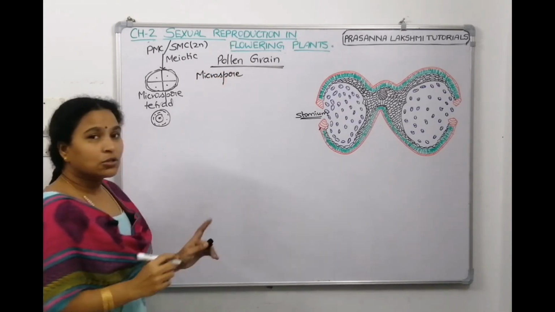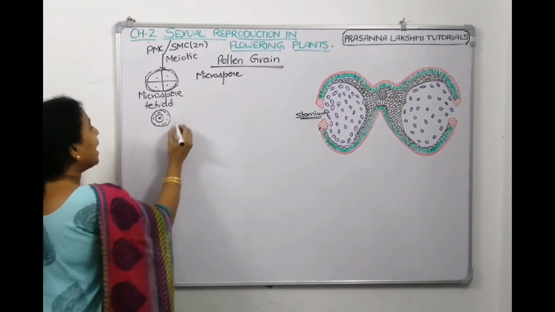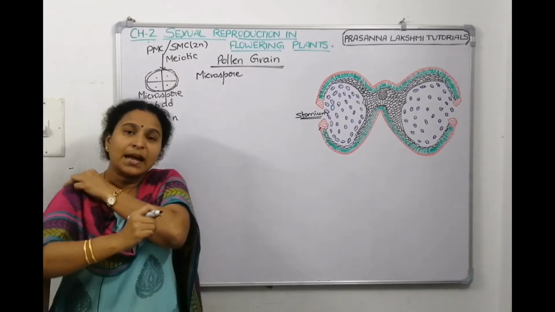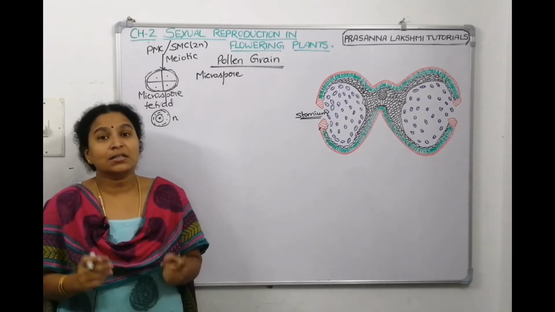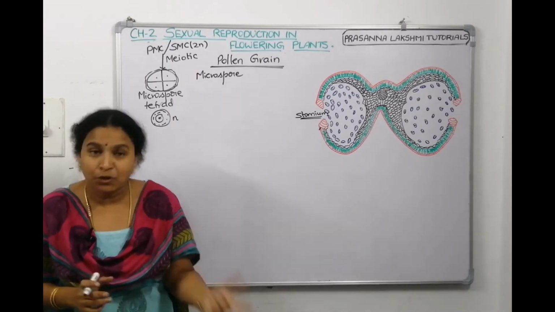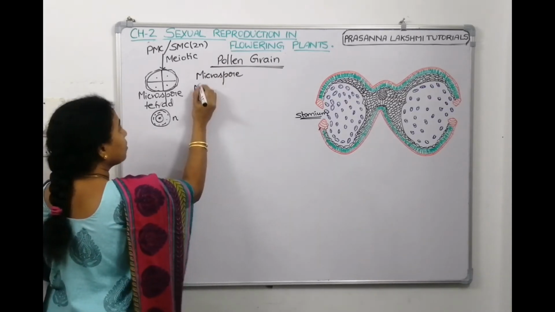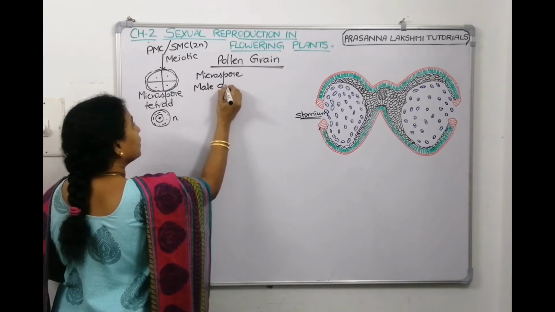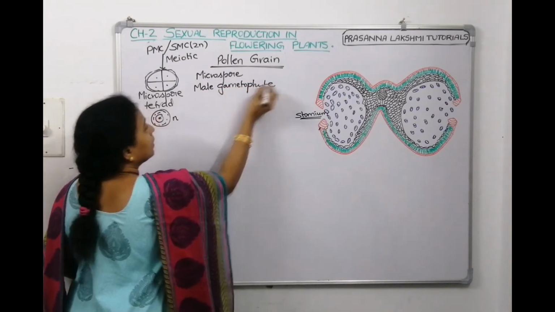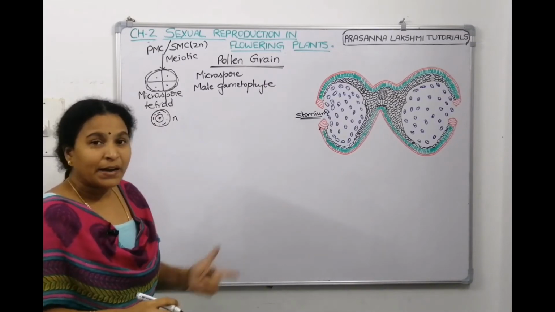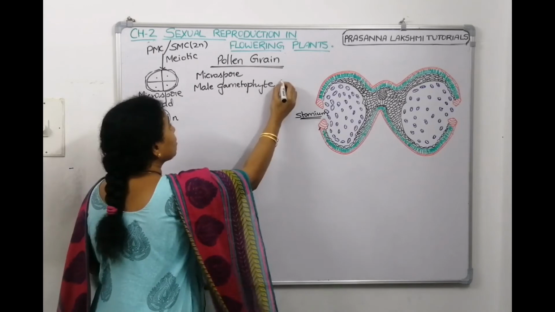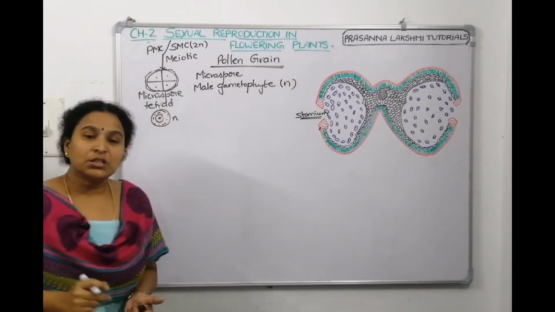And we can also say this microspore is haploid, right? Because after meiosis it is formed. When the haploid stage is there, and that too it is a male one, we call it a male gametophyte. The pollen grain represents the male gametophyte. Gametophyte means haploid, and it's going to make male gametes. So, pollen grain is called male gametophyte, which is haploid.